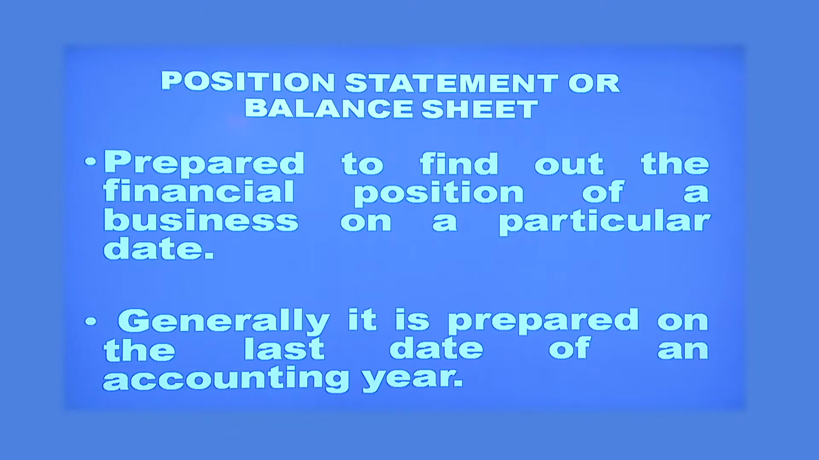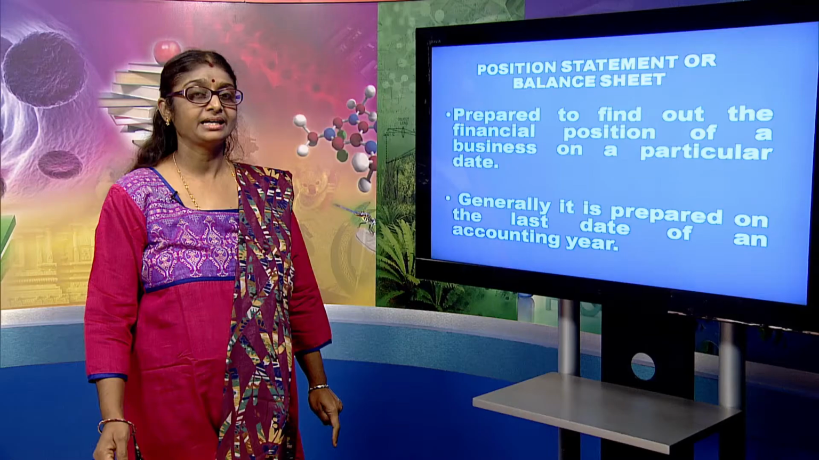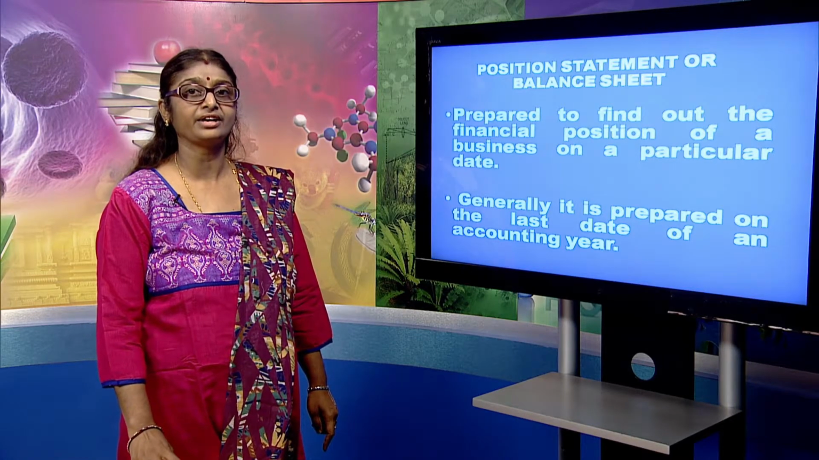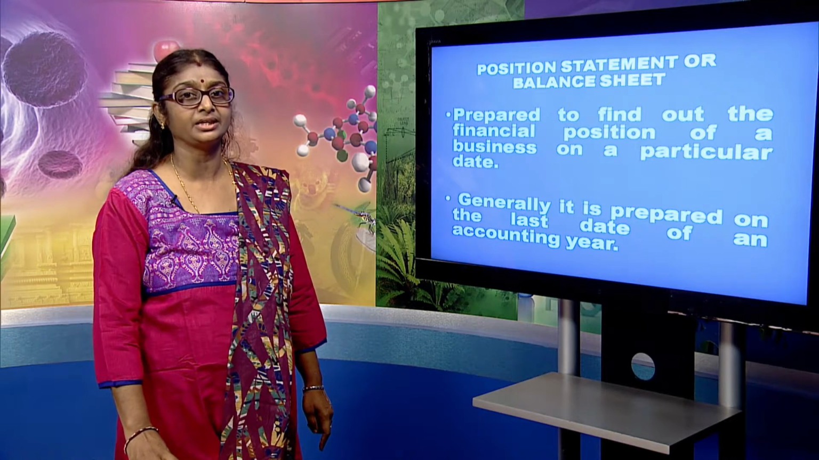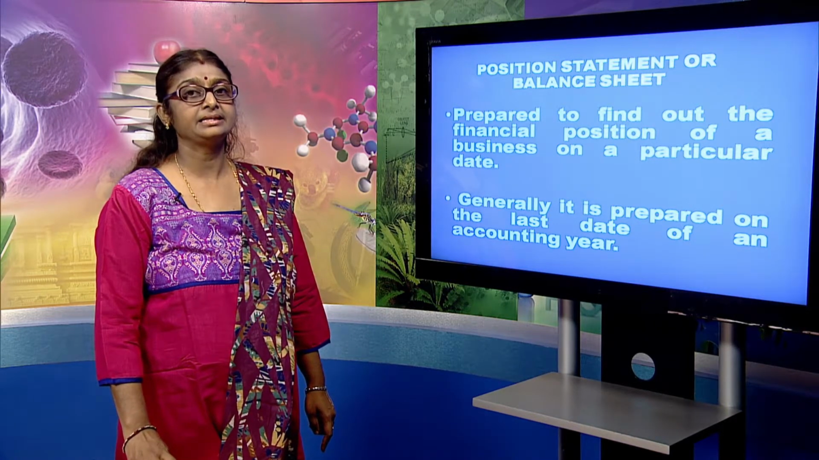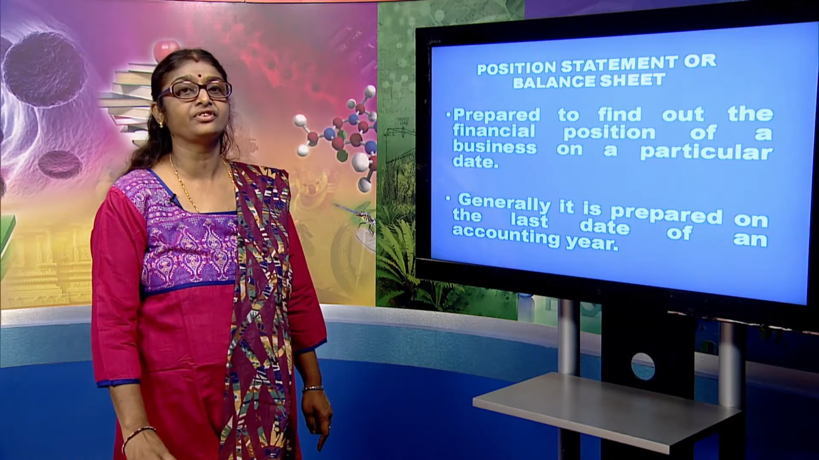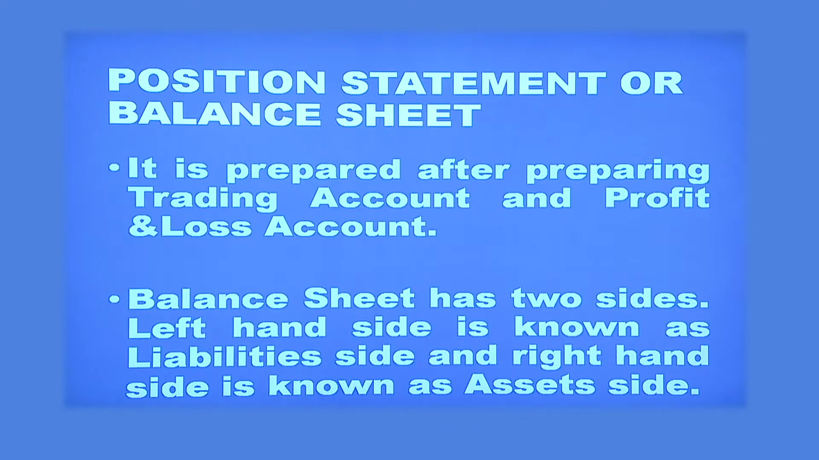What is position statement? It is a balance sheet, and it is prepared to find out the financial position of a business on a particular date. And it is prepared on the last date of an accounting year. Position statement or balance sheet is prepared after preparing trading account and profit and loss account. It has two sides, left hand side and the right hand side. Left hand side is the liability side and right hand side is the asset side.